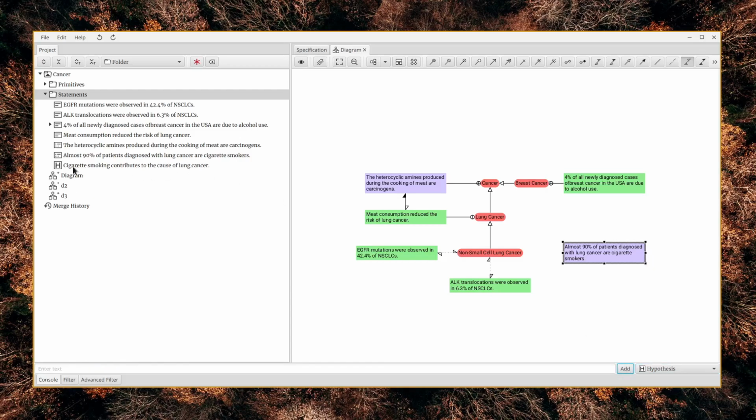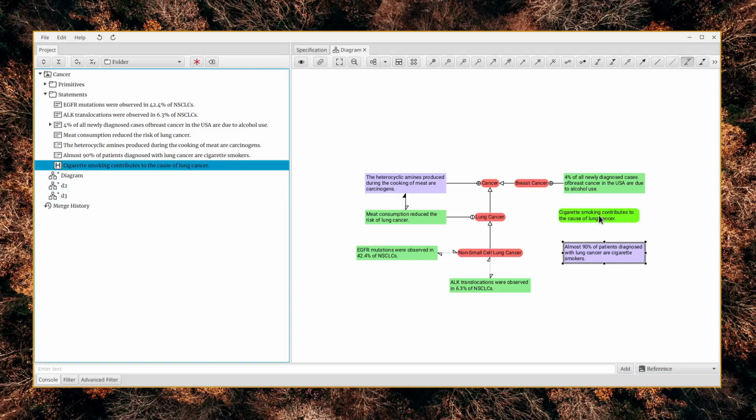I can add this hypothesis into the diagram. And I can indicate that this statement could raise this hypothesis by using the rise relation. We can also indicate that this hypothesis has information that causes lung cancer by using positive relation. Now, by looking in this graph, we can easily identify the hypothesis due to its bright green color.